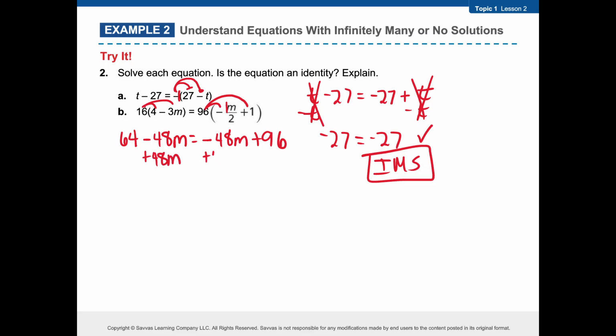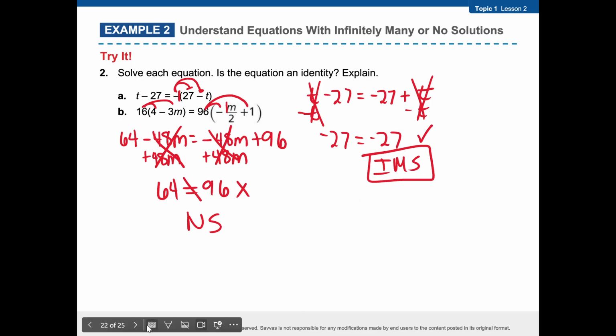I always like to do my variables first. Positive 48m to both sides. Cancels out on both sides. 64 does not equal a 96. That statement is false, so that would be no solution.